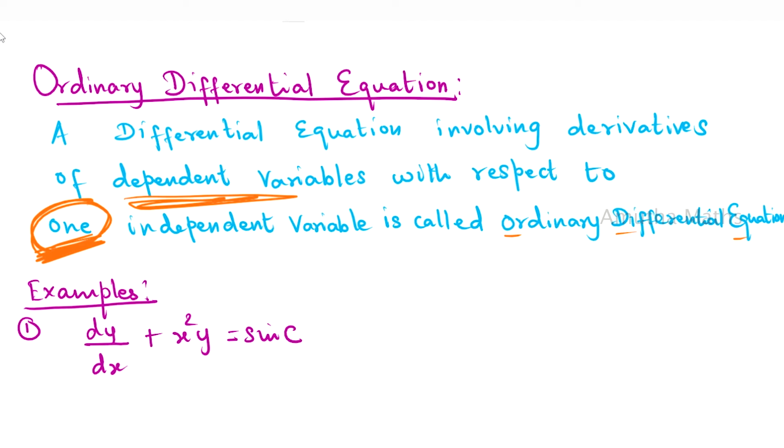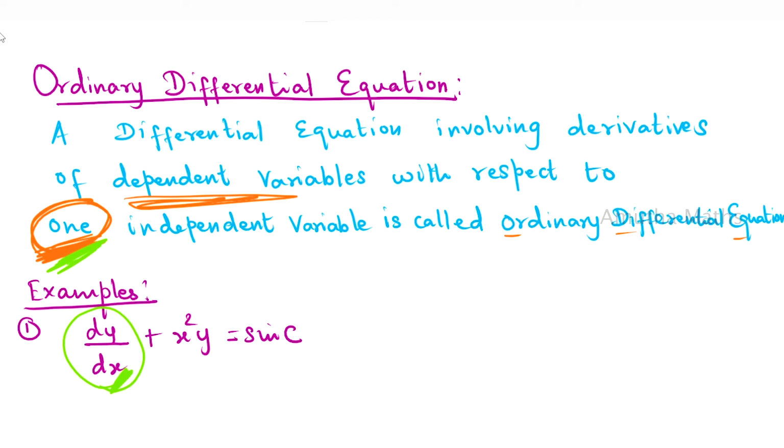So this is a differential equation. The derivative involved here is dy by dx. Now what is an ordinary differential equation? It's an equation involving derivatives of dependent variable with respect to one independent variable. So how many independent variables are there? Only one. That is, only x is the independent variable. Since only one independent variable is involved, we call it an ordinary differential equation. Here the independent variable is x. What is the dependent variable? y. So y is the dependent variable and x is the independent variable.